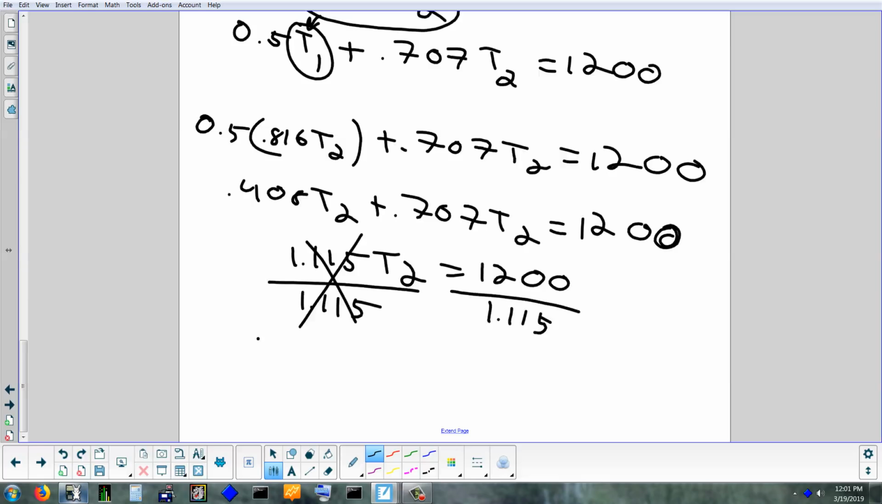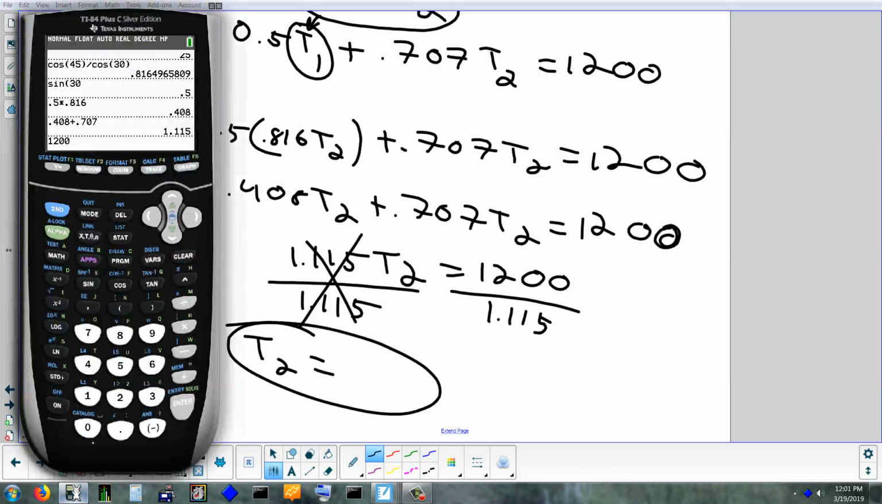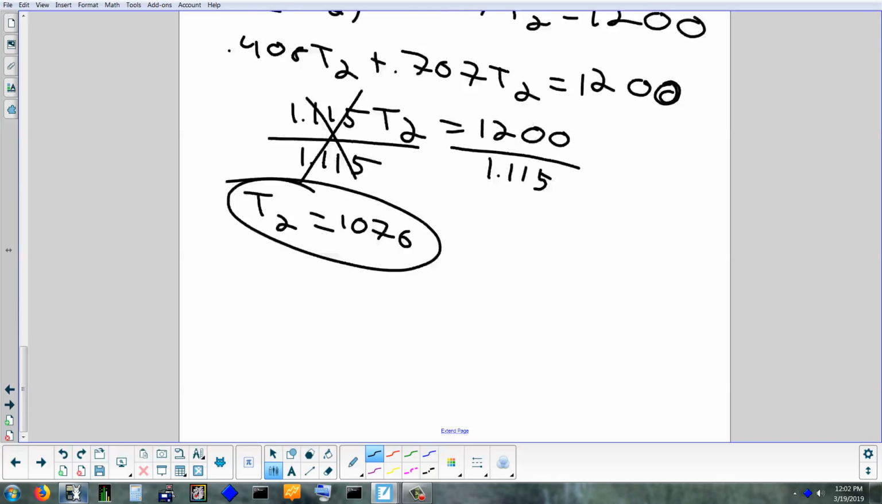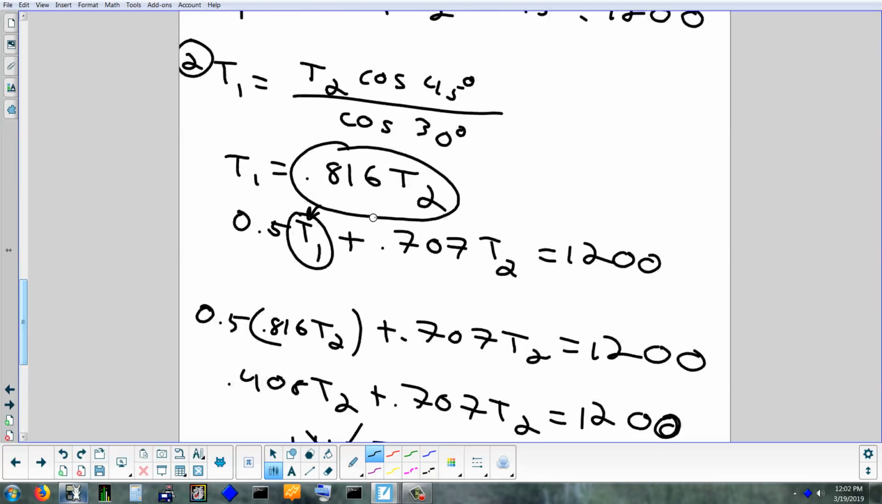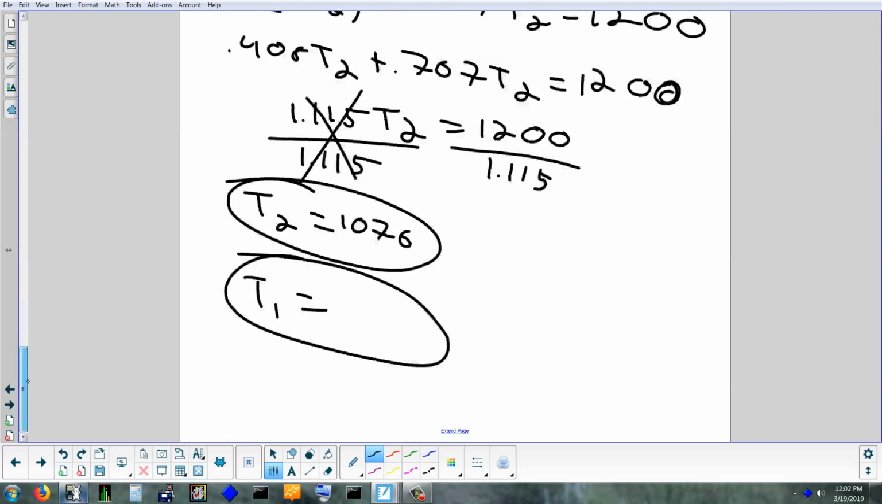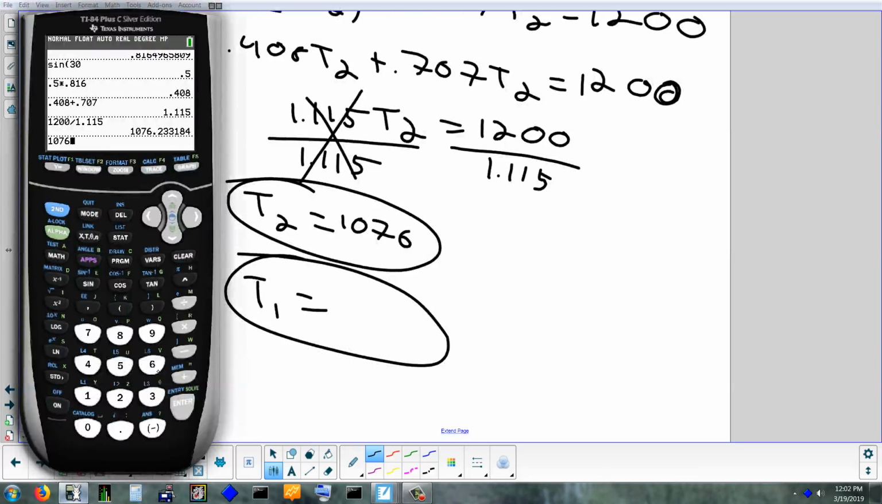So the tension in cable 2 is 1200 divided by 1.115, which is 1076. Let's just say 1076. So tension in cable 2 is 1076. Tension in cable 1 is that number times 0.816. So 1076 times 0.816. It's about 878.